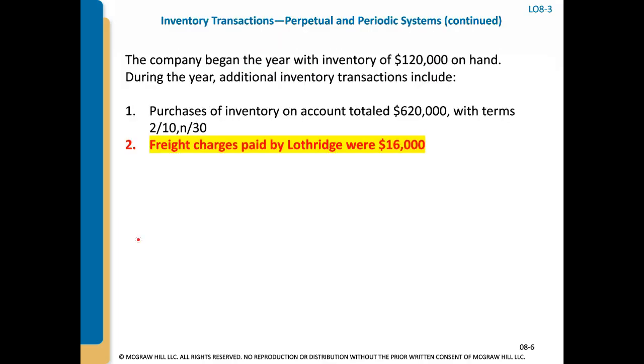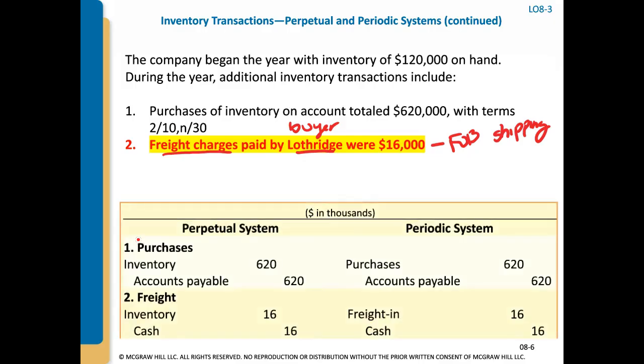Number two is freight charges paid by Lothridge, and that's the buyer, were $16,000. It doesn't tell us this, but this is FOB shipping, which means the inventory belongs to the buyer as soon as it is shipped, and that's what we assume here. And freight charges are the transportation costs incurred to ship the product from the seller to the buyer.